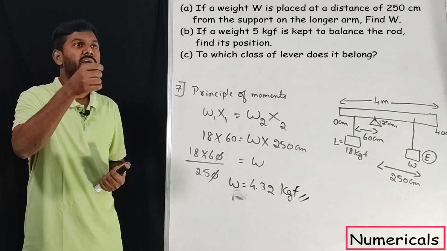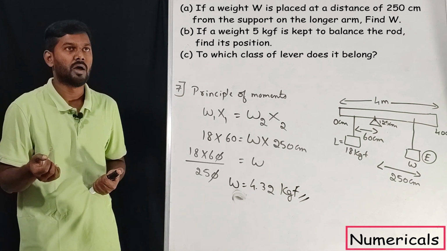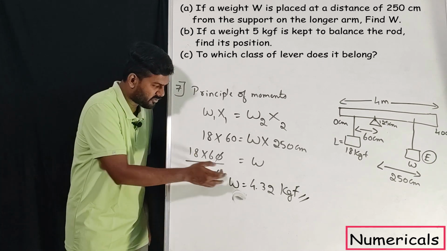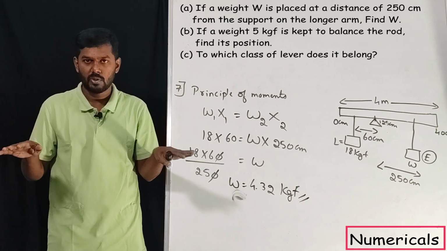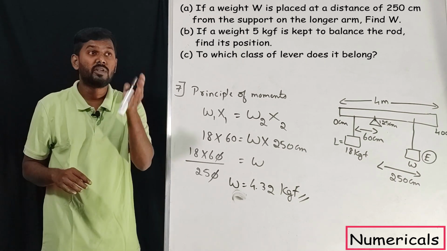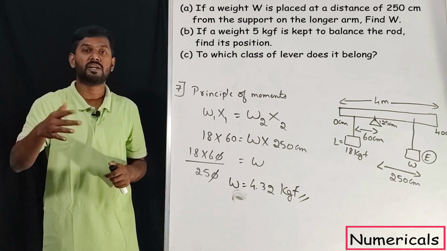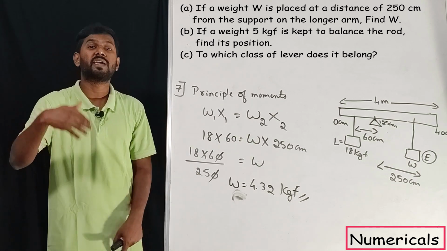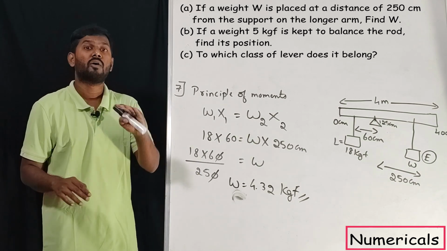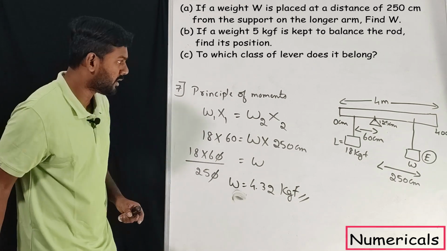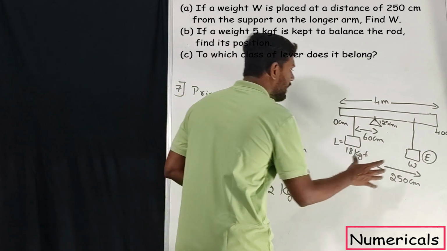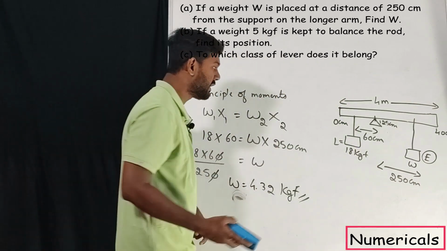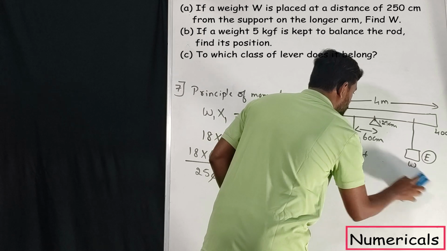If weight 5 kgf is kept to balance the rod, find its position. Okay, listen, now because of this weight the scale is balancing. Okay, see the second question. If a different weight, 5 kgf, is kept to balance the rod instead of this weight, find its position. Same method. See, now what they are telling, instead of this value 250, for the second sub question I am erasing it. Second question is different.